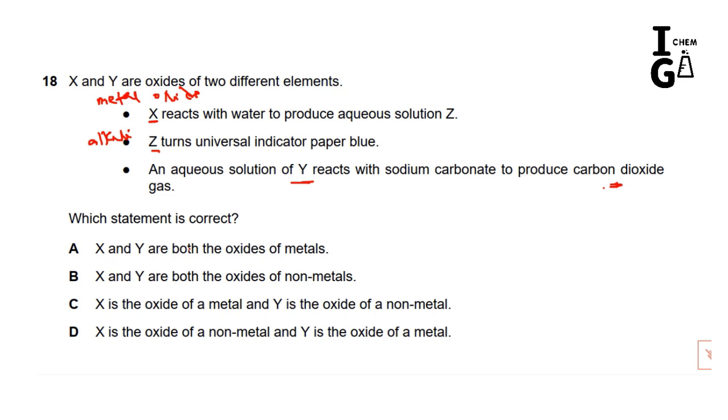Let's check the options: which statement is correct? X and Y are both oxides of metal: this is not correct, because X is a metal oxide, and Y we said is acid, or it may be a non-metal oxide, so they can't be both. The next, X and Y are both, is also not correct. X is the oxide of a metal, yes, this is correct, we said that, and Y is the oxide of a non-metal, so this is also correct. So the correct answer here is C. Okay.